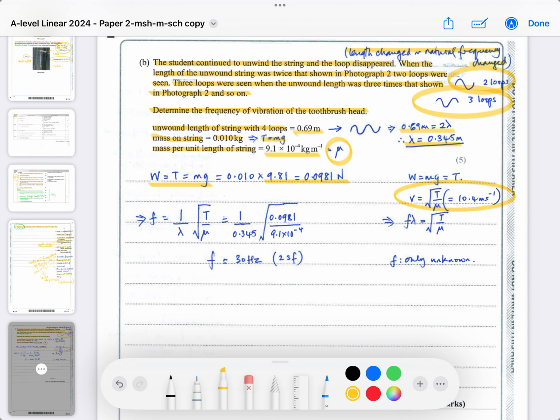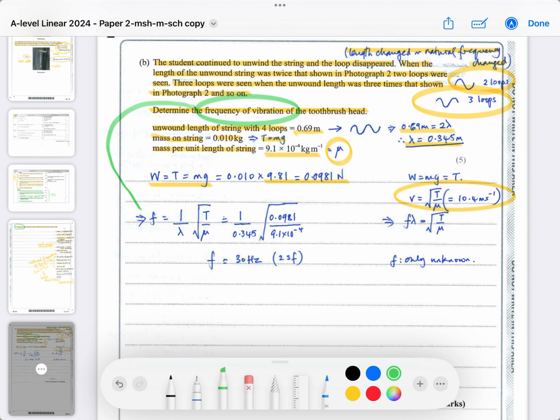And you can see that the velocity is going to be 10.4 meters per second. I think if you just divide the tension by the mu, you can actually work out the velocity. But we want to work out the frequency, yeah? So remember, they want us to work out the frequency.